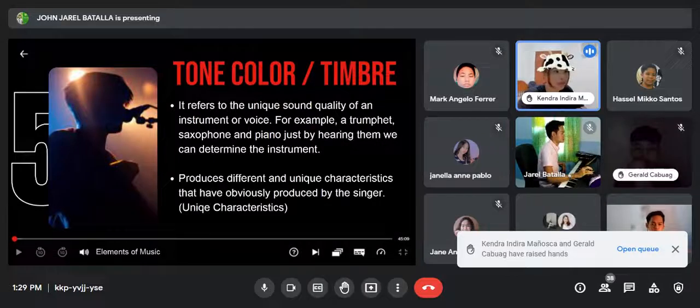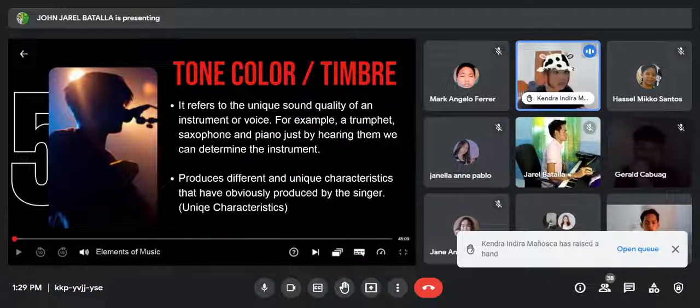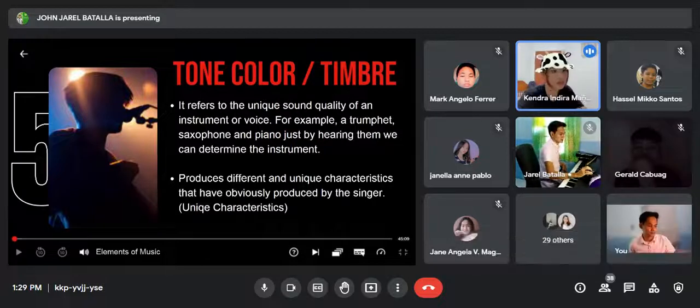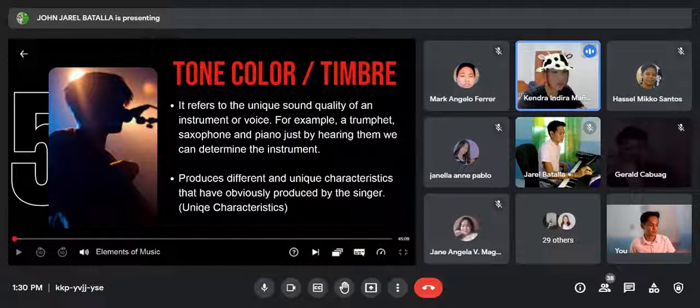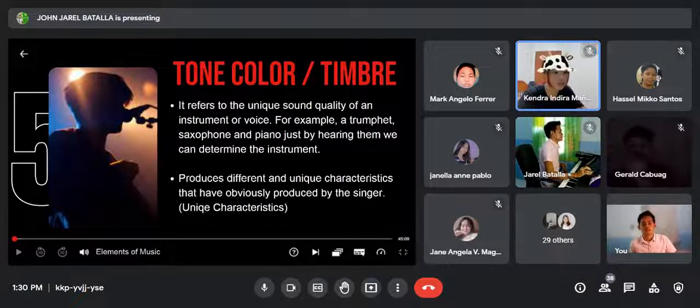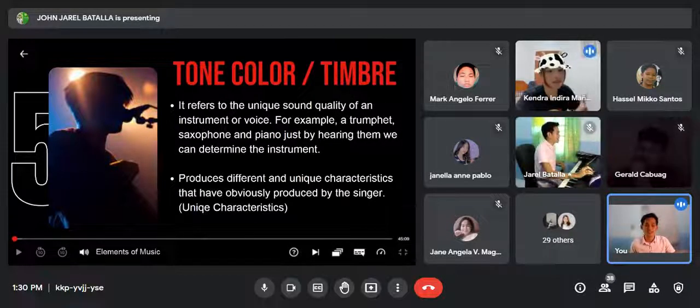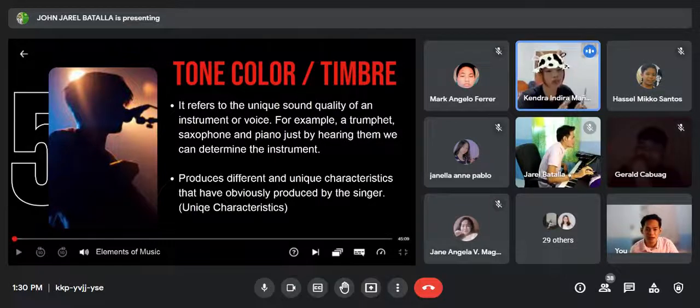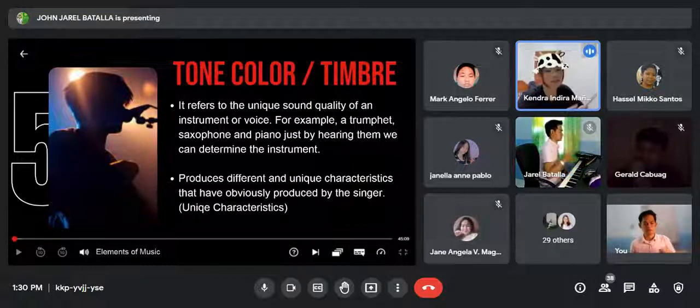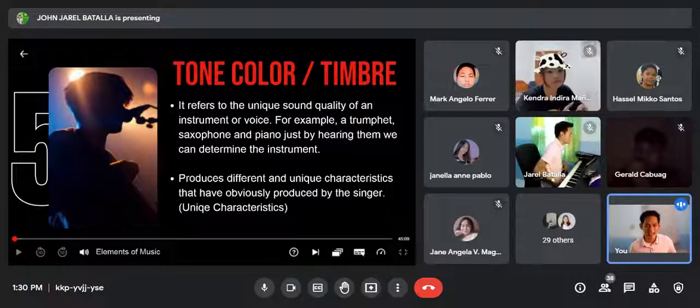Tone color or timbre refers to the unique sound quality of an instrument or voice. For example, a trumpet, saxophone, and piano, just by hearing them, we can determine the instrument. Each produces different and unique characteristics. Okay, thank you so much, Kendra. Based on the definition, what is tone color or timbre? It's the own sound of the instrument or the voice that every listener can determine if they hear it just once. Yes, exactly.